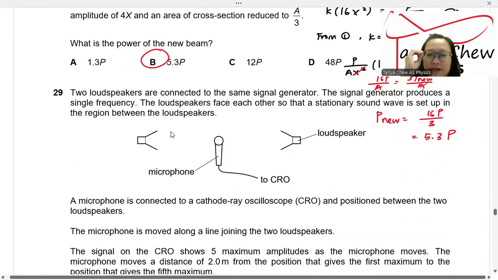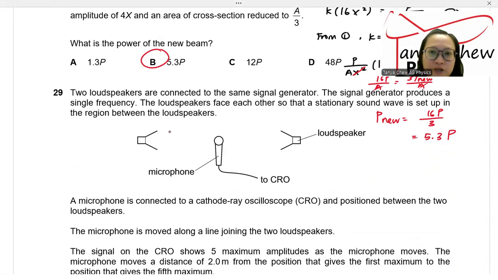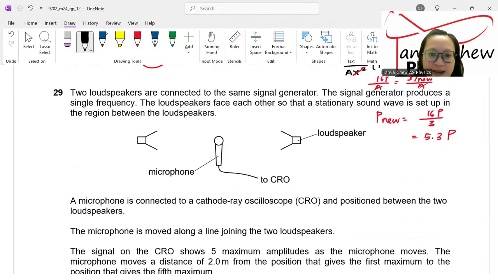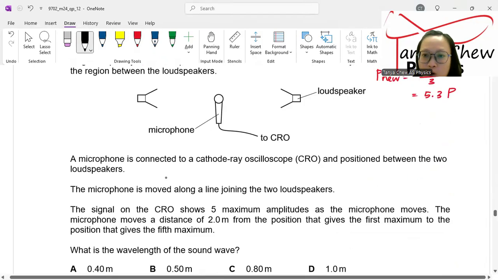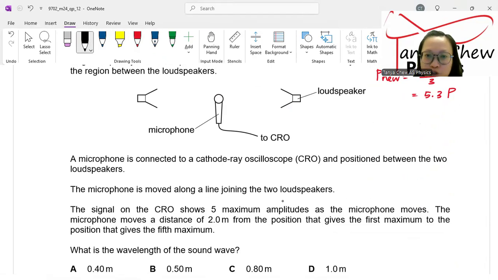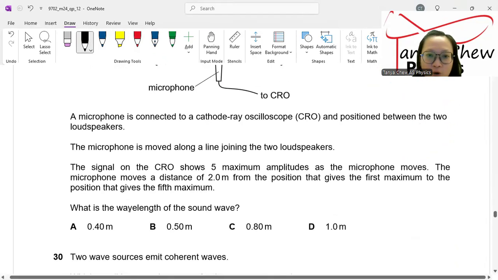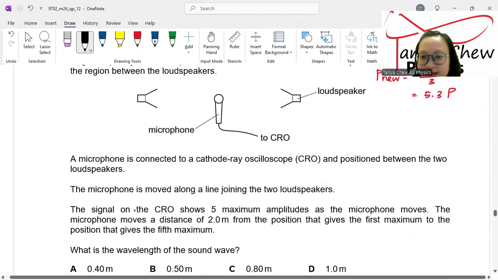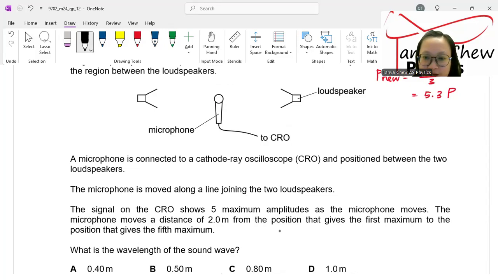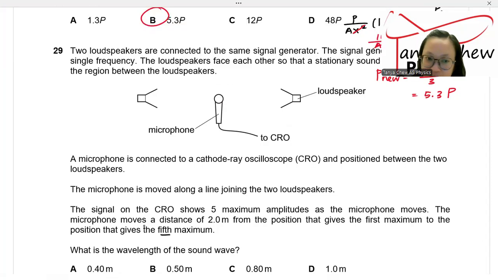Question number 29. Two loudspeakers are connected to the same signal generator. Signal generator produces a single frequency. Loudspeakers face each other so that the stationary sound wave is set up in a region between the loudspeakers. A microphone is connected to a cathode ray oscilloscope, CRO, and positioned between the two loudspeakers. The microphone is moved along the line joining the two loudspeakers. Signal on the CRO shows 5 maximum amplitudes as the microphone moves. The microphone moves a distance of 2 meters from the position that gives the first maximum to the position that gives the fifth maximum. This is very important.